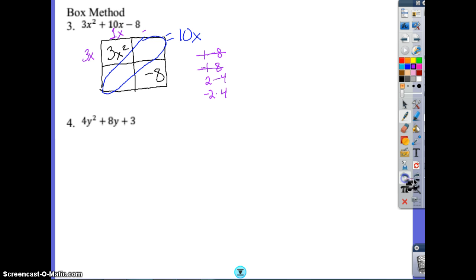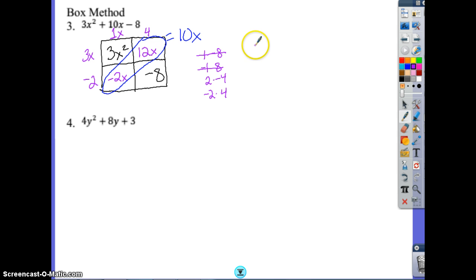And let's try our negative 2 and our 4 in the other order. So a negative 2 here and a 4 here. And again, negative 2 times 4 does make negative 8. So 1x times negative 2 is negative 2x, and 3x times 4 is 12x. And you can see finally that we did find something where negative 2 and 12 does make 10, and so we picked the right numbers.